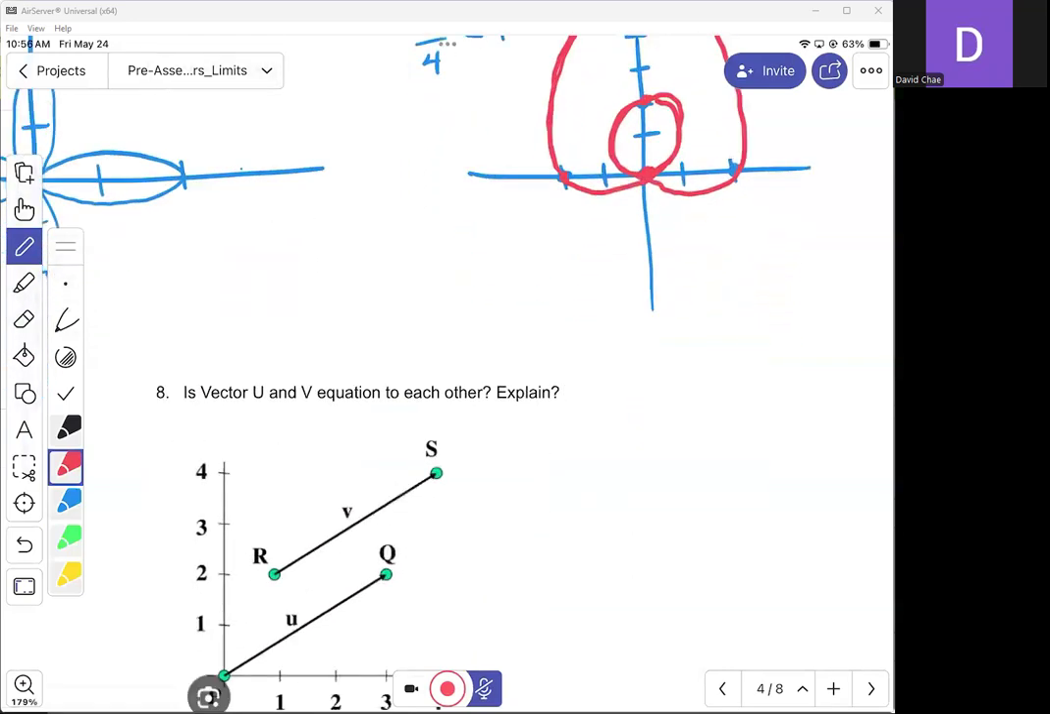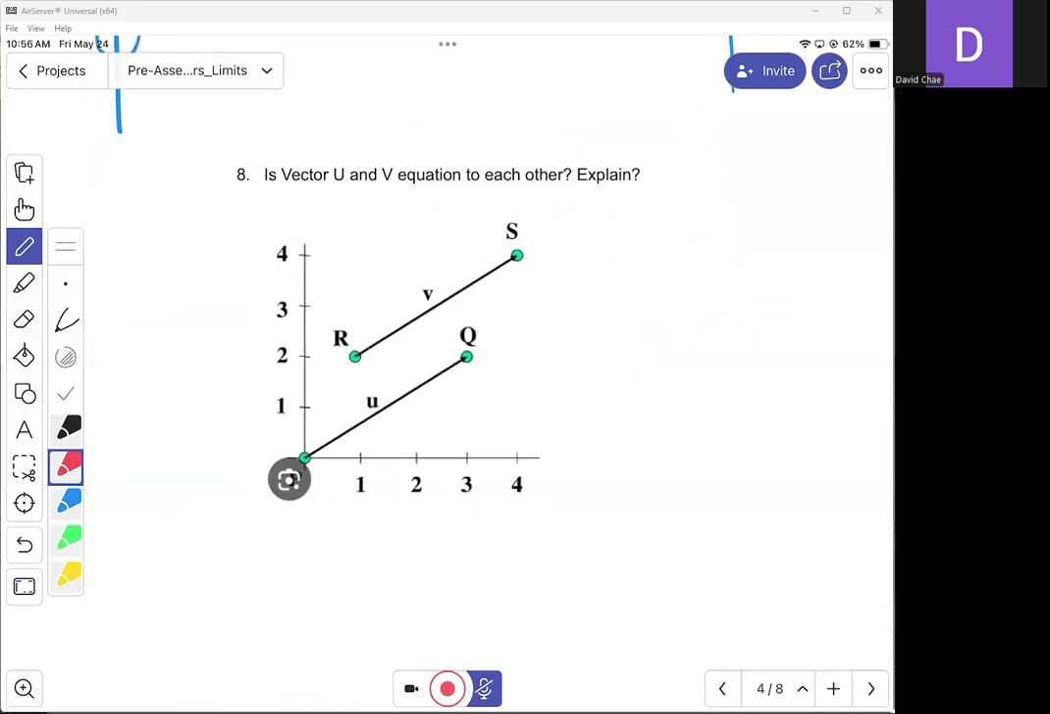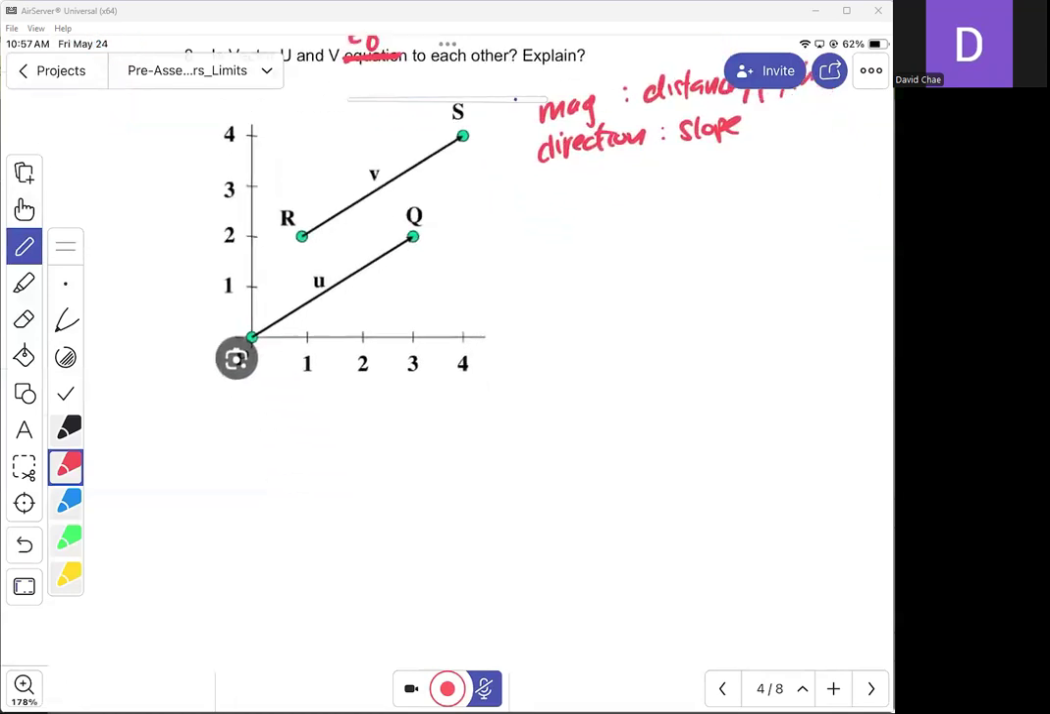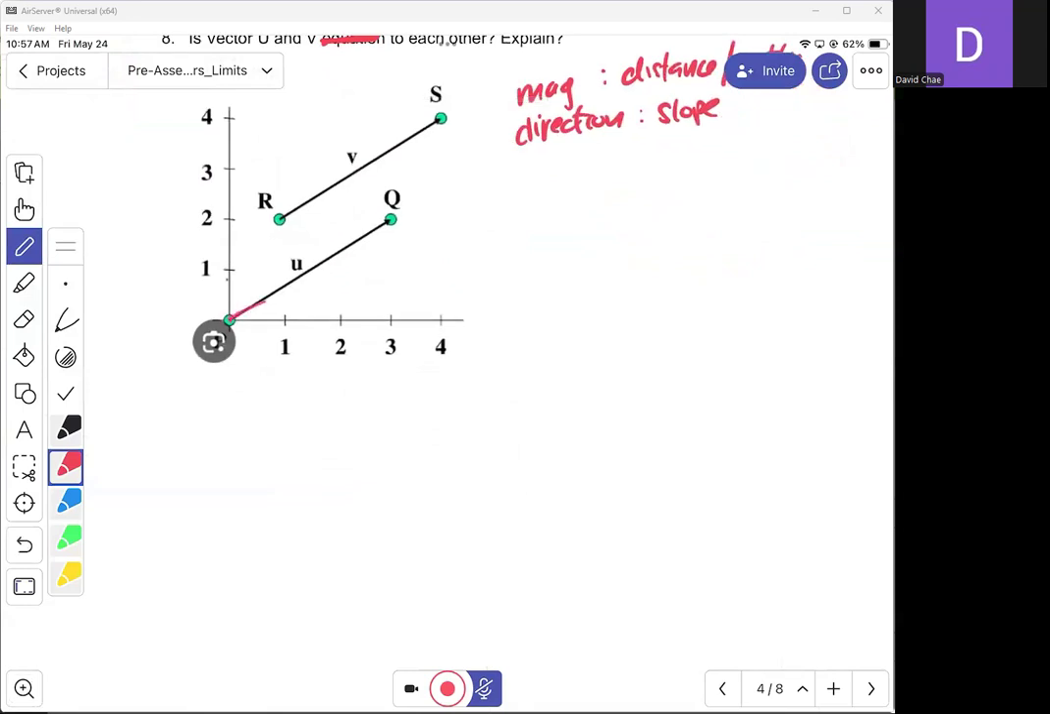All right, number 8. I'll get the slope. Remember, if they have the same magnitude and the same direction, you're good. So you get the slope with this one, and then you get the distance formula, or you can use the Pythagorean theorem. The slope of u is 2 over 3, and the slope of v is 2 over 3. So we know that it has the same direction. They are parallel, because if they have the same slope, they're parallel.